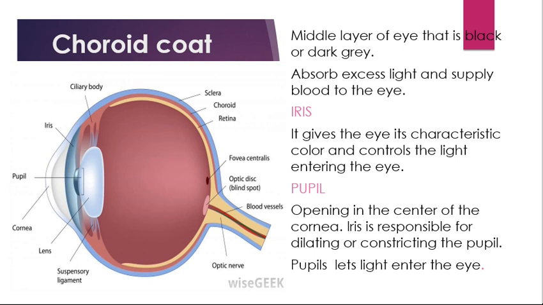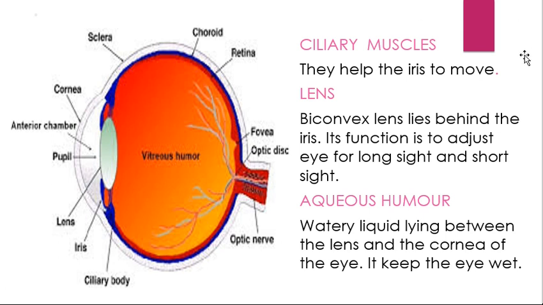So, the light which is entering the eye is being controlled by this iris and pupil part, along with the other layers of the sclerotic coat. Okay, ciliary muscles. Ciliary muscles are located beside the iris.